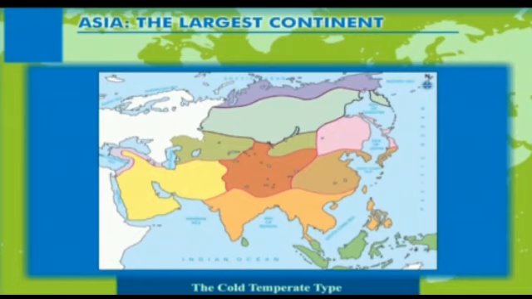So the second type is your cold temperate type. This climate is experienced by the region lying entirely in Russia to the south of the tundra. It also experiences a similar type of climatic condition as the tundra region: long and severely cold winters, and the summers are short and cool. They experience little rainfall in summer, and mostly it is in the form of snow in winters. So in the winters they receive precipitation in the form of snow.